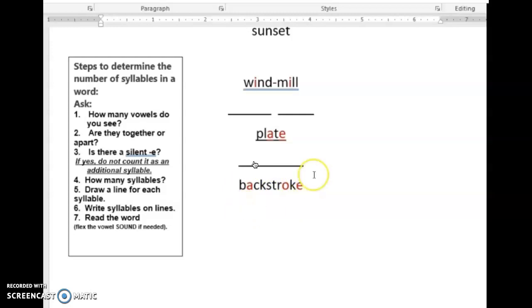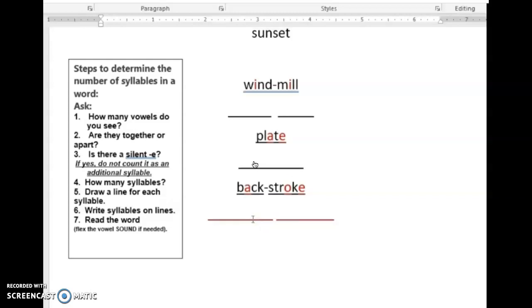So we are going to have two syllables, right? So we would draw our two lines to have kids write this. I'm just going to underline within the word here. So the first syllable would be back, and the second syllable would be stroke. Remember that E is silent, and that E's purpose is to make that O say its name. And our word is backstroke.